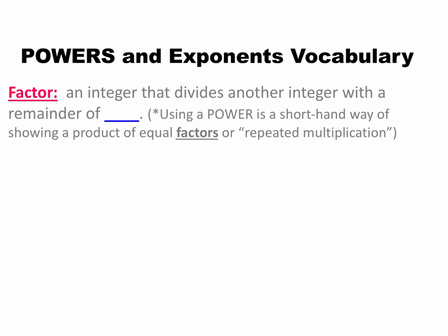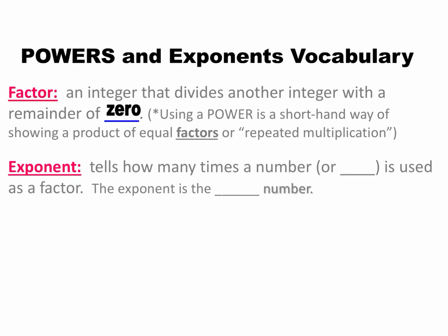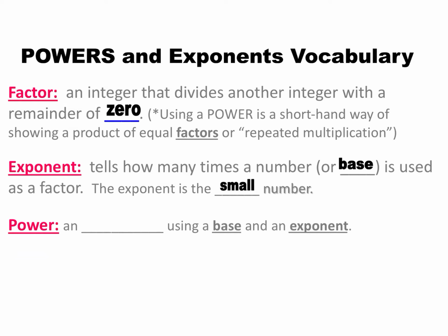So factor. Okay, a factor is an integer that divides into another integer with a remainder of 0. So basically, if you have a factor, what that means is it goes into another number. Using a power is a shorthand way of showing a product of equal factors or repeated multiplication. So it's a shortcut. Okay, exponents. Exponents tell you how many times a number or the base is used as a factor. The exponent is the small little number. The power is when you have the base and the exponent together.